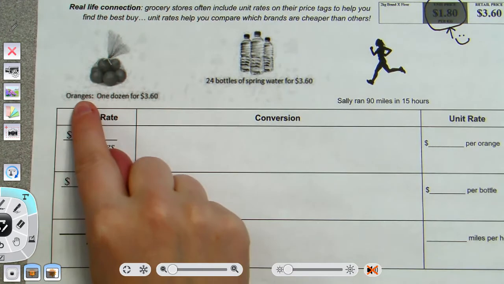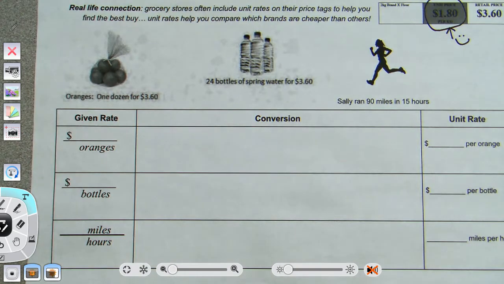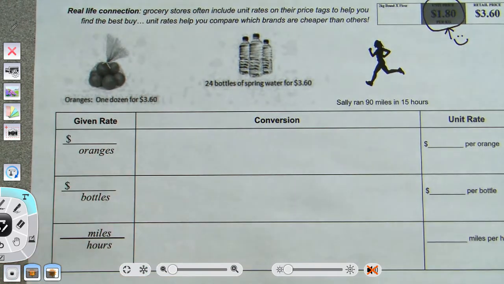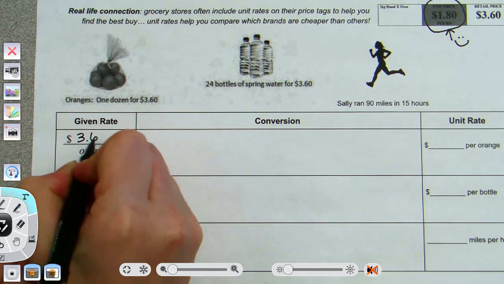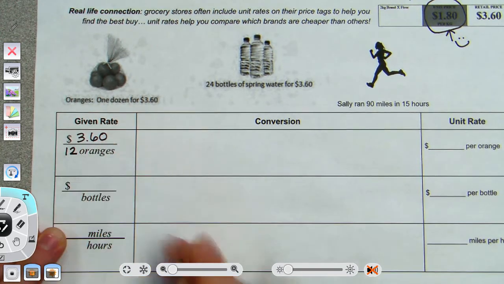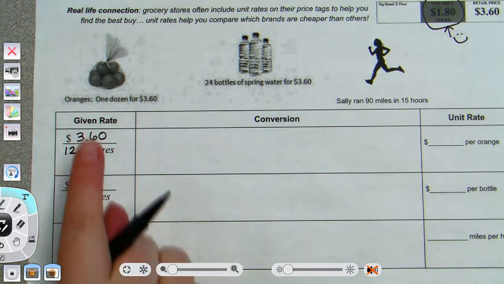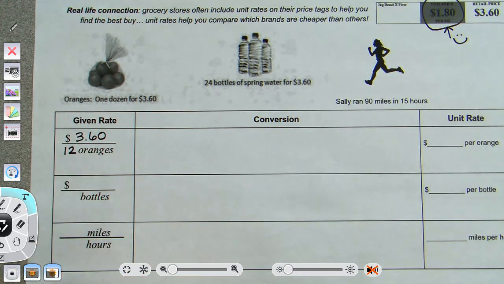So let's look at oranges first. It says oranges, 1 dozen for $3.60. So over here for oranges, we're going to copy down what we read. I'm going to use my regular pencil and I'm just going to write at the top $3.60. And 1 dozen I know is 12 oranges. So all I've done is I've set up my rate or my relationship. I have the price on top and the number of oranges on the bottom.